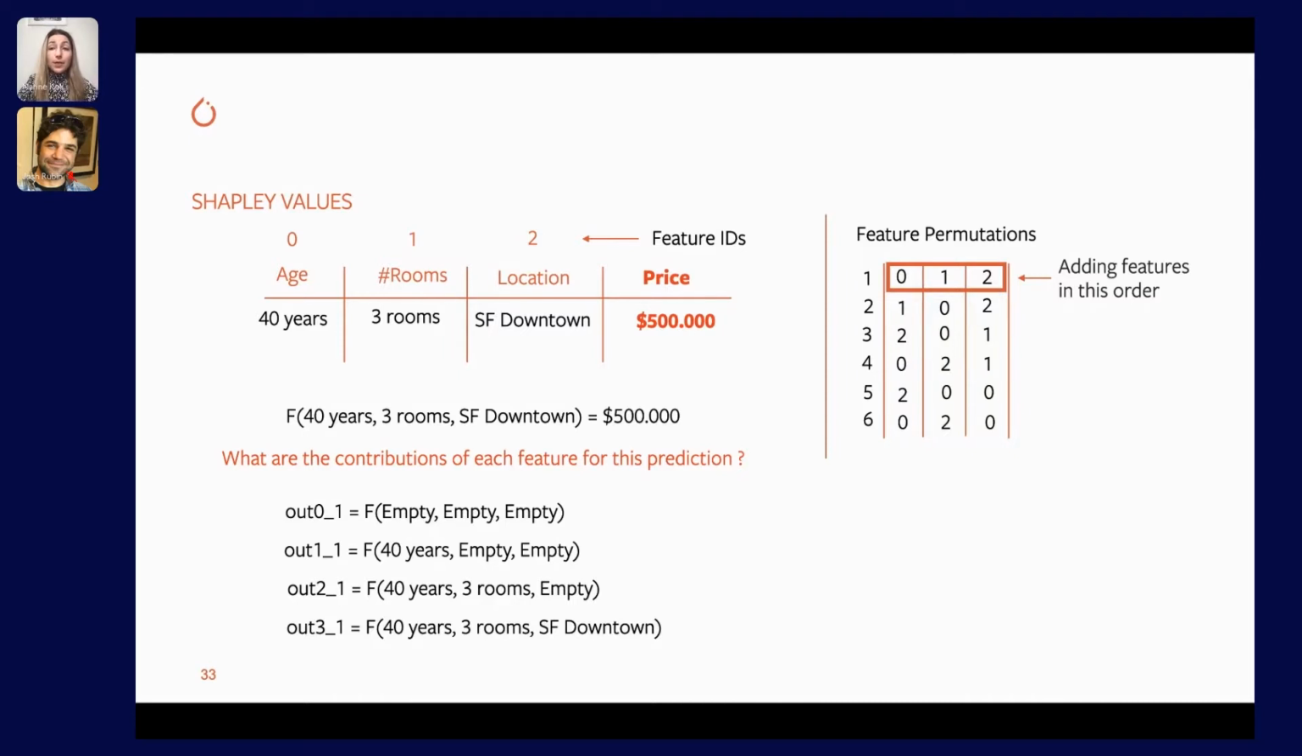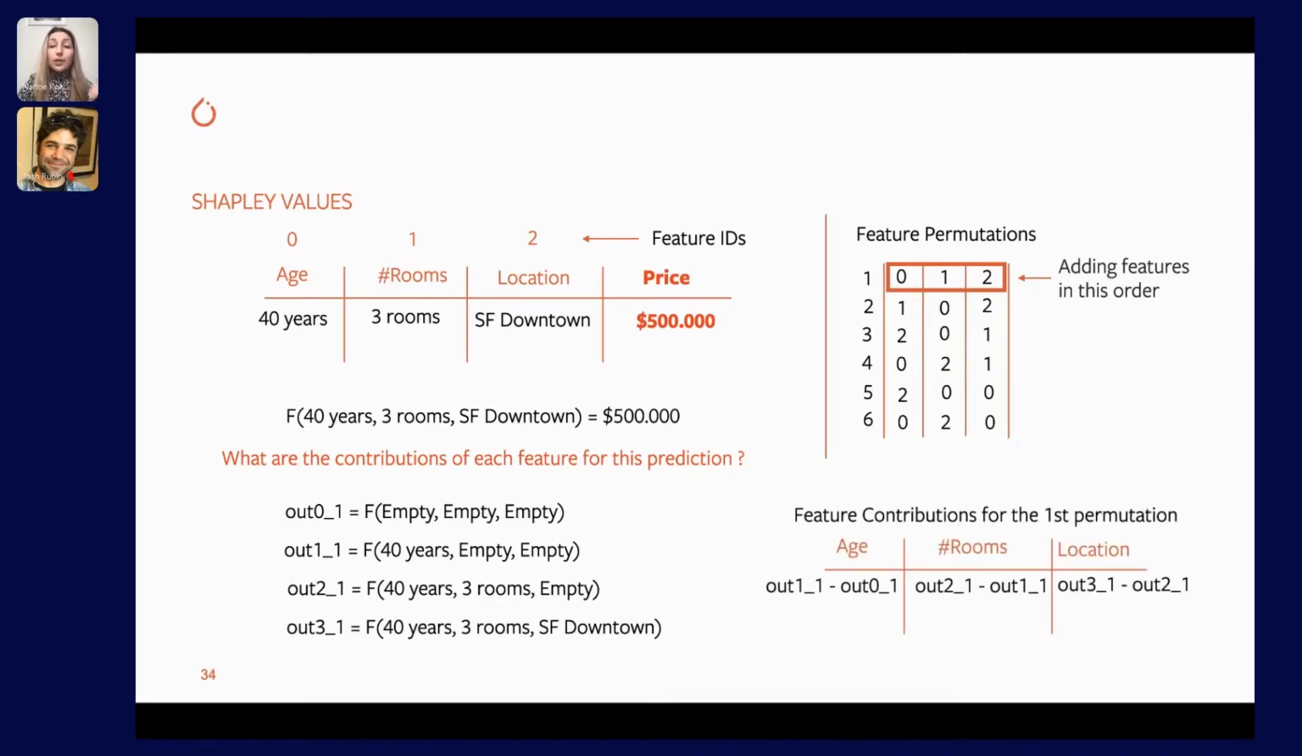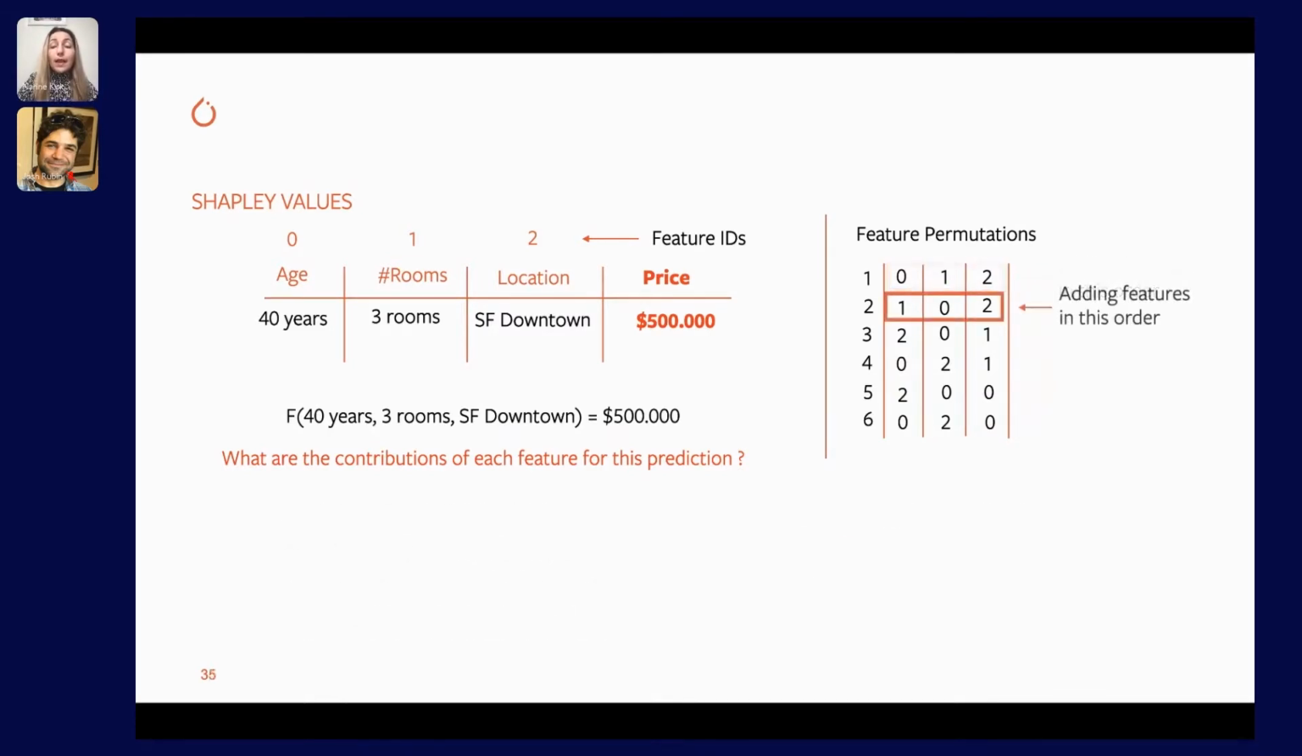So after the first permutation, we compute the contributions of each of these features for the first permutation. And that represents the differences of function output after the feature arrives and before that. This way, we get the contribution score for each feature after the first permutation. And then we continue that for the next permutation.